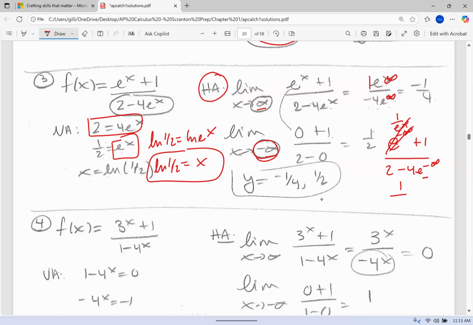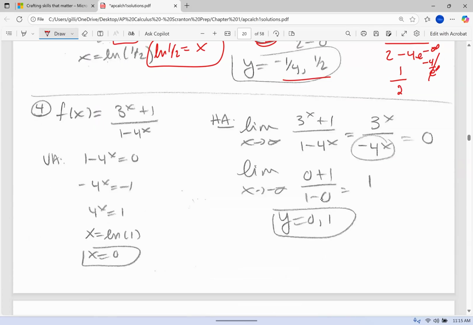This 2, for the same reason, will be like minus 4 over e to the infinity. This will go to 0, so that'll become 1/2. So 0 plus 1 is 1, and 2 minus 0 is 2, and 1/2, and there are my horizontal asymptotes.